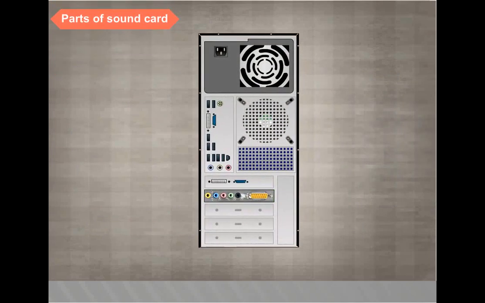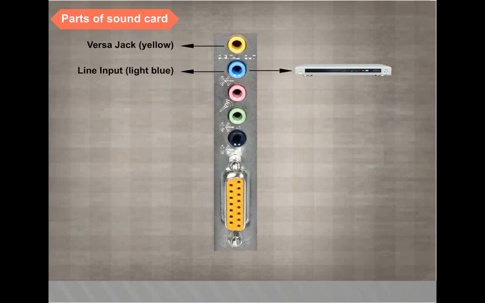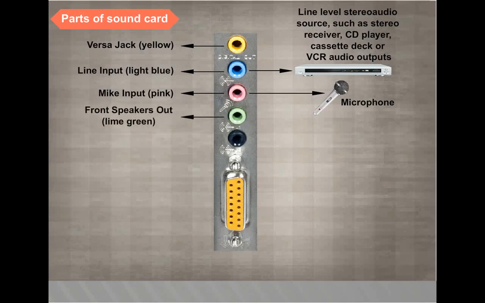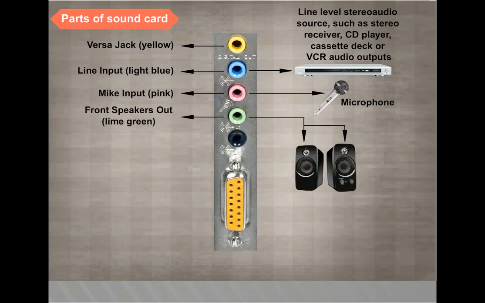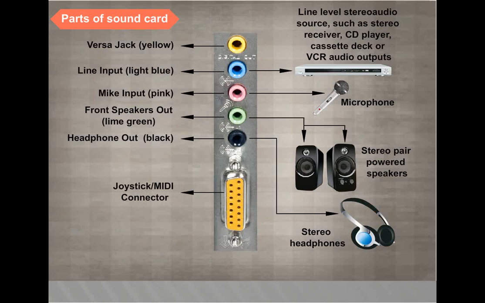Parts of sound card. Versa jack, yellow. Line input, light blue: line level stereo audio source such as stereo receiver, CD player, cassette deck, or VCR audio outputs. Mic input, pink: microphone. Front speakers out, lime green: stereo pair powered speakers. Headphone out: stereo headphones. Joystick or MIDI connector.